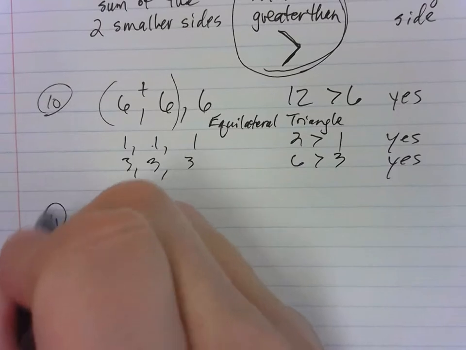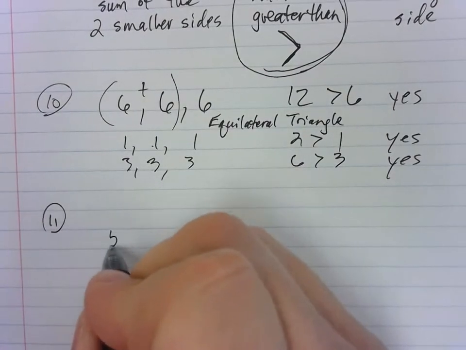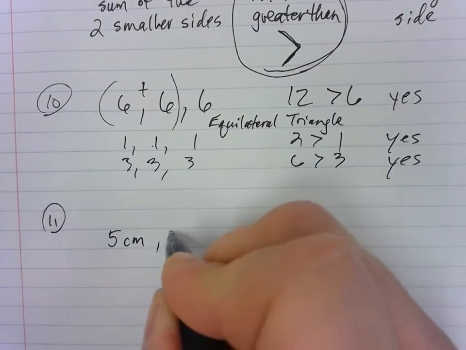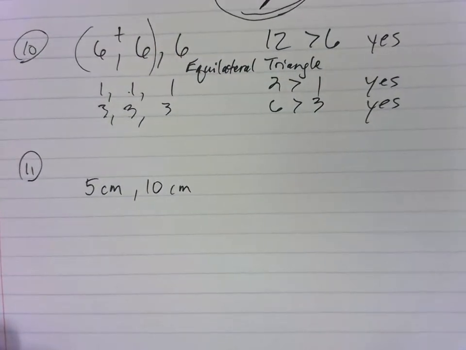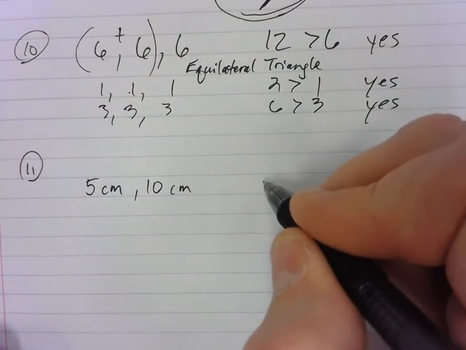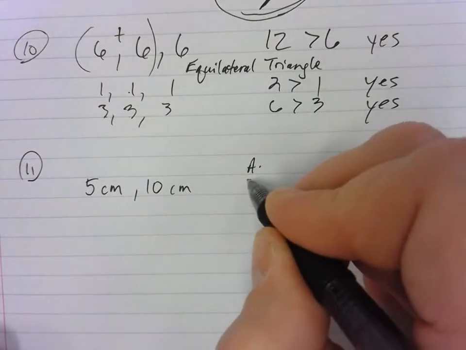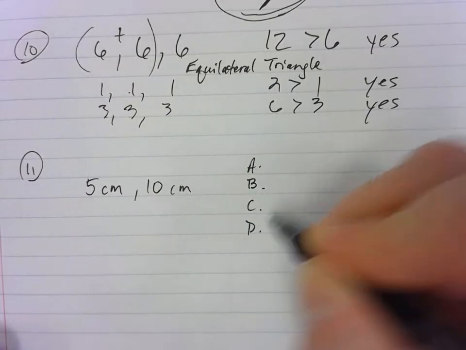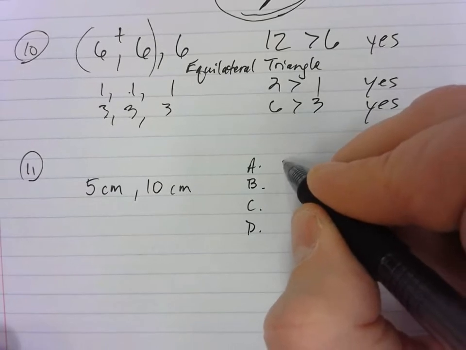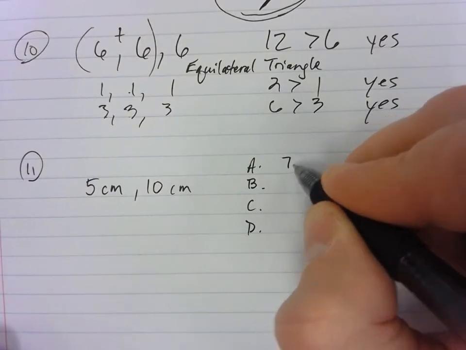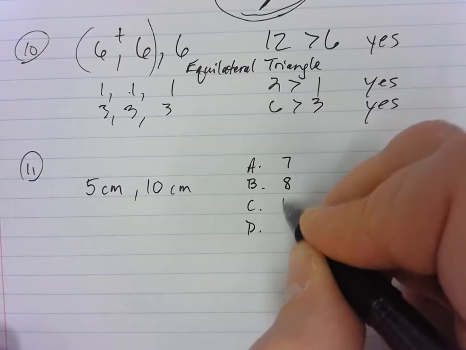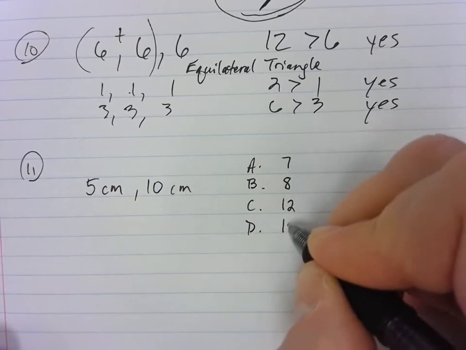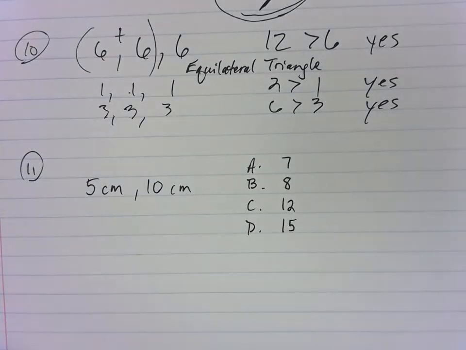All right, here's the other part. Let's say you had a 5 centimeter stick and a 10 centimeter stick. And you want to know, out of these options over here, which ones would work? So I'm going to put down an A, B, C, D, and this will close us out here. Let's say we had 7, 8, 12, 15. Okay, let's do that.